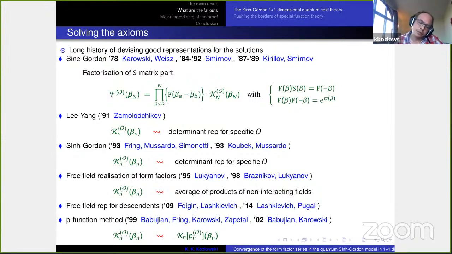And then the idea is to look for this K_n of O, so this non-trivial prefactor, in terms of a certain transform of a set of functions P_n. I showed you this transform in the first transparency. And the idea here is to look for this transform in such a way that the equations for the P_n are as simple as possible.